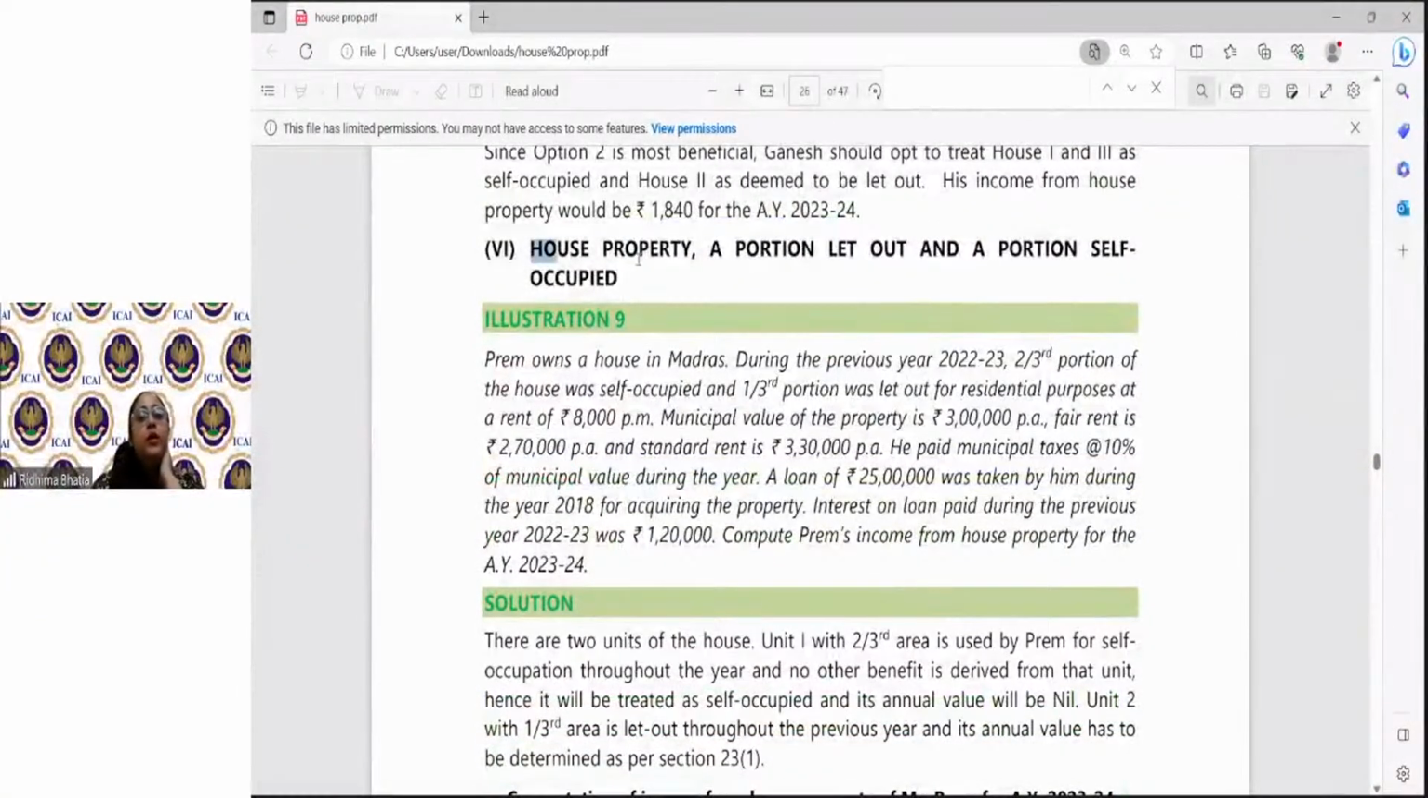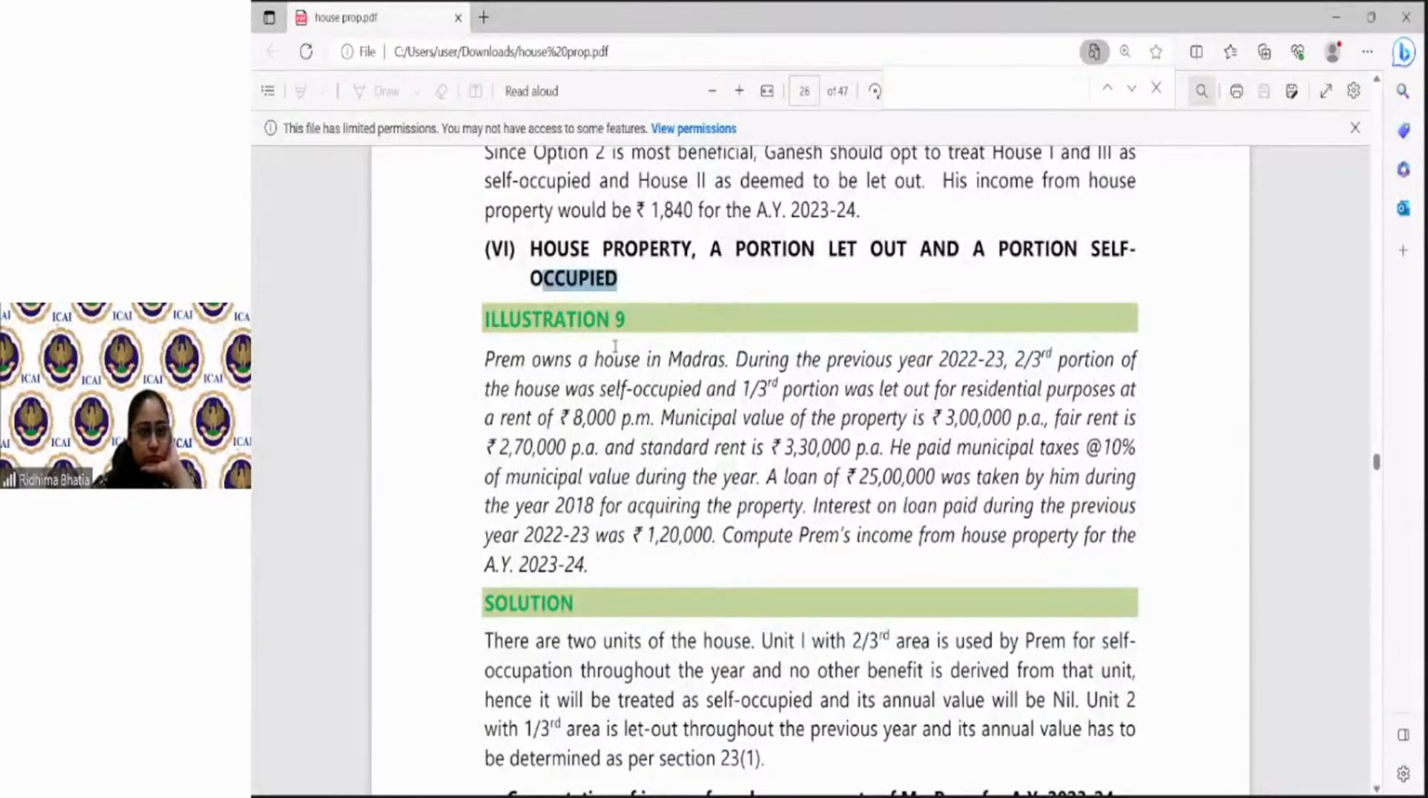house property, a portion is let out and a portion is self-occupied. अभी हमने जो recent case किया, it was the same part or the same area we are talking about, and that was self-occupied and let out for part of the year. यहाँ पे एक प्रॉपर्टी के दो डिविजन कर दी, एक पोर्शन लेट आउट हो गया, एक सेल्फ ऑक्यूपाइड हो गया. अब उस केस में हाउ डू वी कैलकुलेट इट? लेट्स सी.